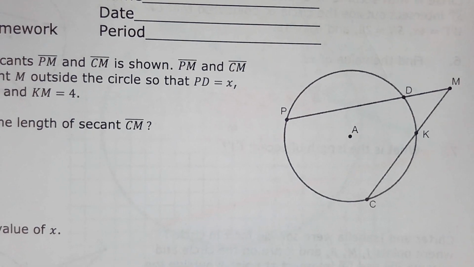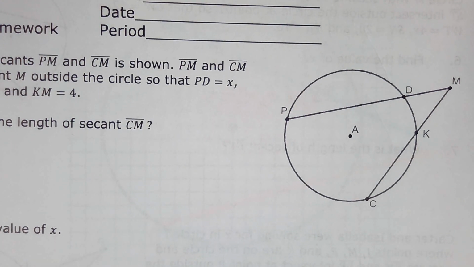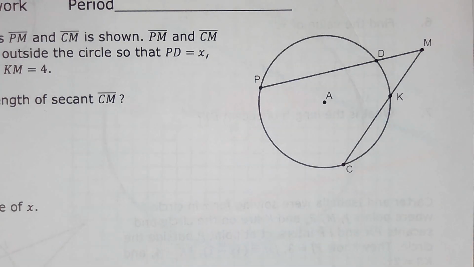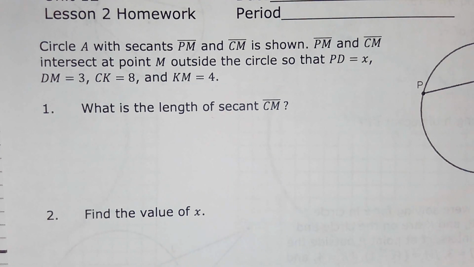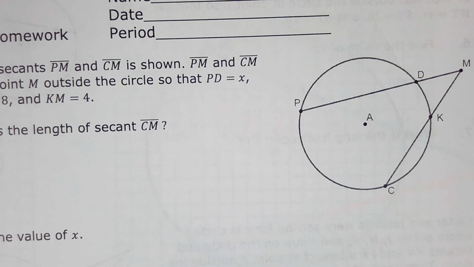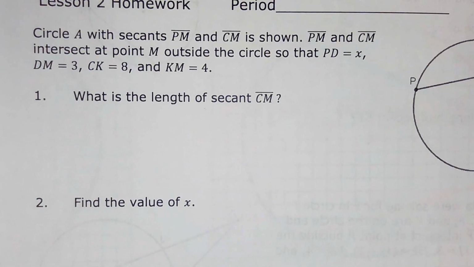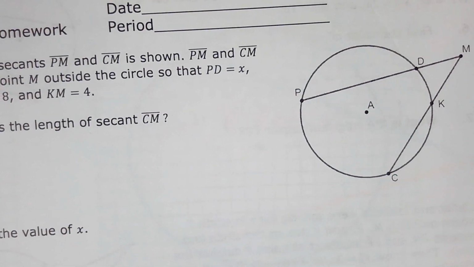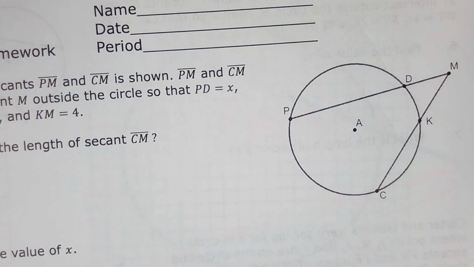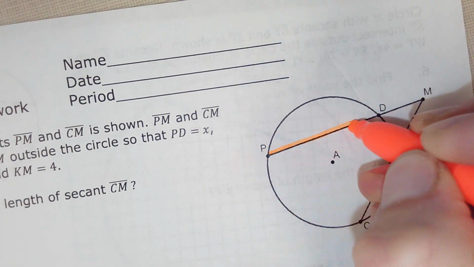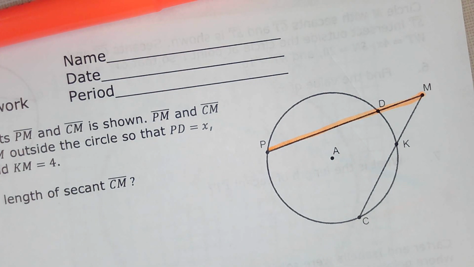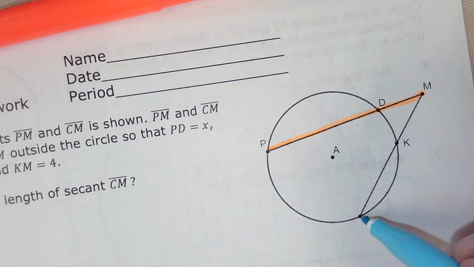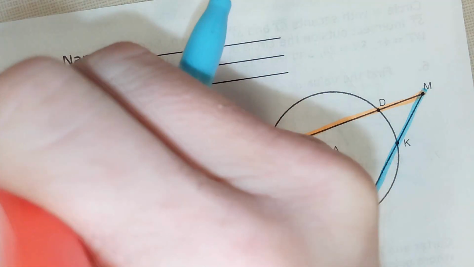All right, so here is our question. We have two secants that are shown. We have PM, a long one, and CM, the other long one, and they intersect at point M. So we have our orange secant, PM, and our blue secant, CM.